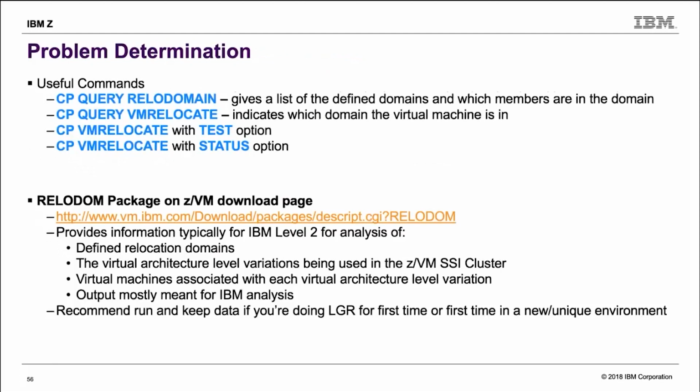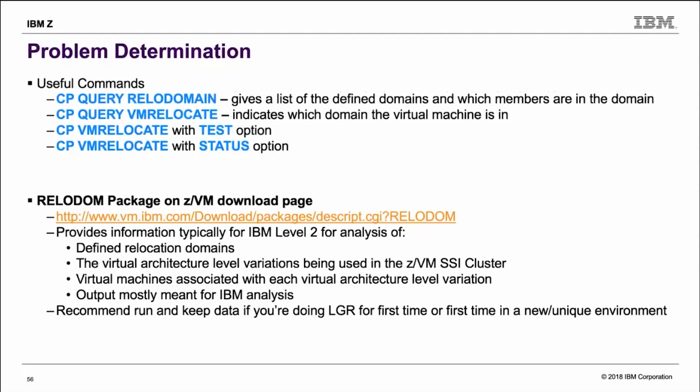I do like to leave you with information on what you can do and look at as things go wrong, or if you just want to look at the status of some of this LGR relocation stuff. So we offer a variety of query commands. The reload domain flavor will show you what domains you have defined and which members belong to which domain. The VM relocate flavor will tell you the domain that a specific virtual machine is in.